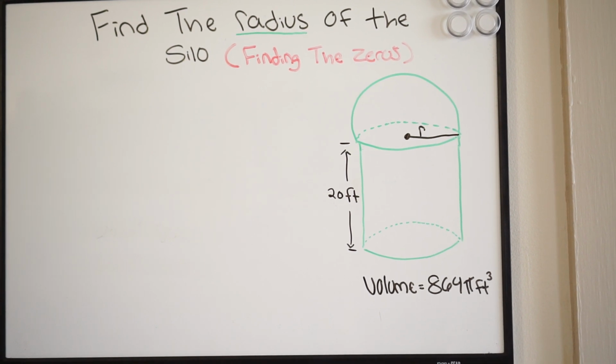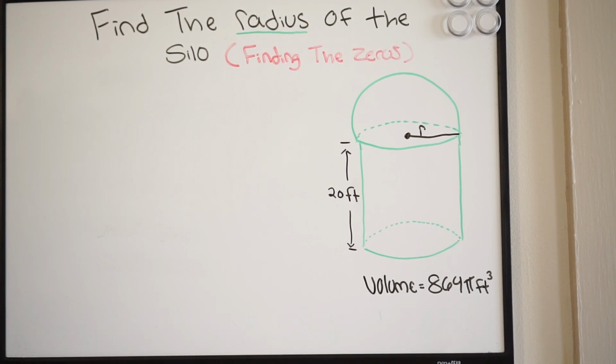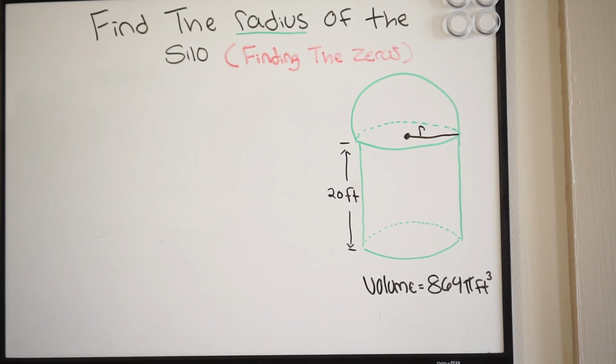Alright guys, today we're going to be talking about how finding the zeros of a polynomial function can be applied to a real life situation. We have a problem asking us to find the radius of the silo. And if you're unaware what a silo is, it's just a place where they store grain. To the right we have a picture of what a silo would look like.